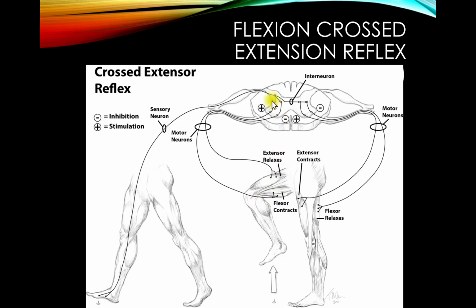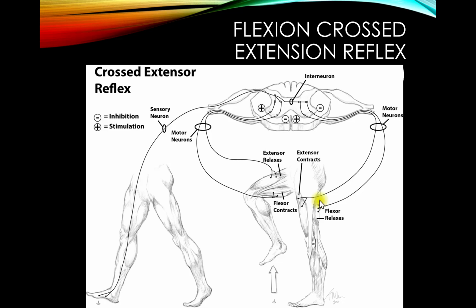And so this information actually crosses over to do exactly the opposite in the other leg. Now we are going to activate the extensors, the quadriceps. We're going to inhibit the flexors, the hamstrings, so that you can balance on the opposite leg. All right, so that is the flexion crossed extension, okay, because the information is crossing over here to extend the other leg. But really what's more important is this is exactly what happens when you walk.